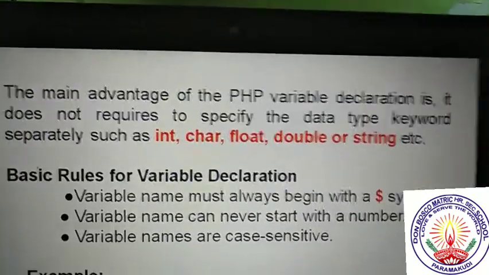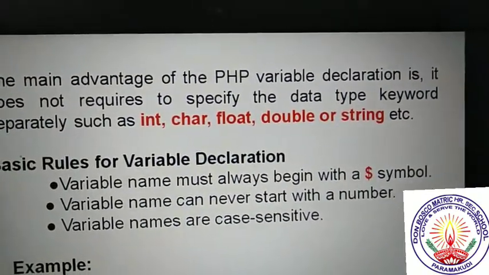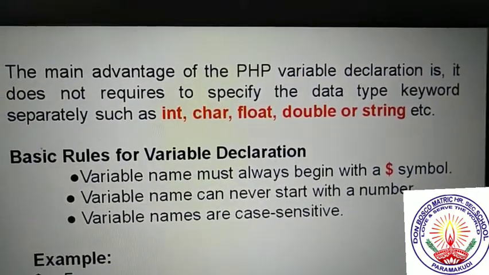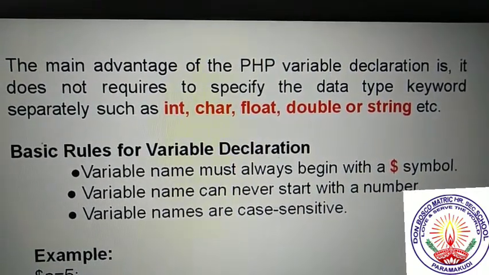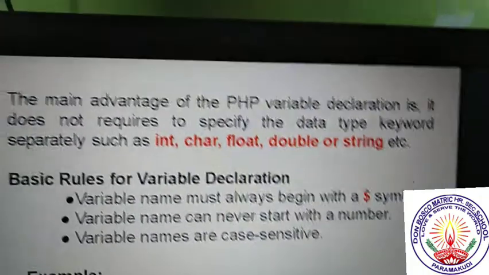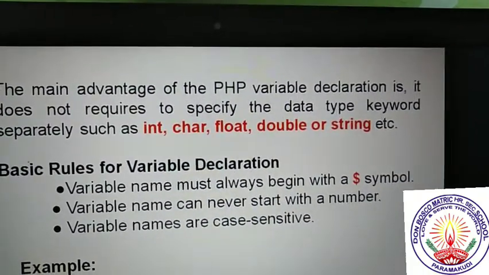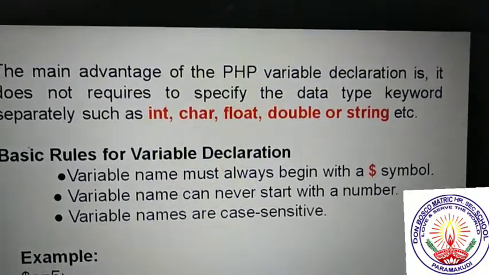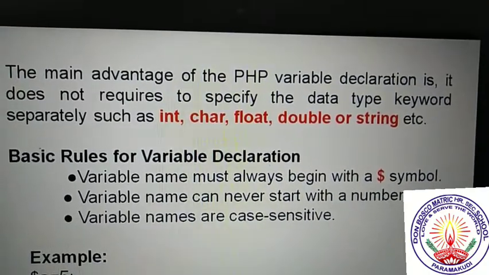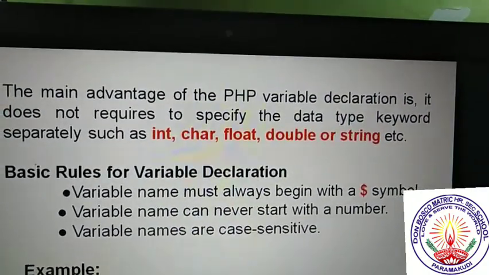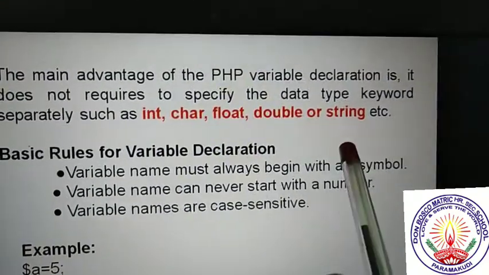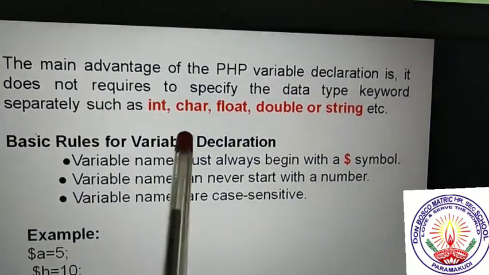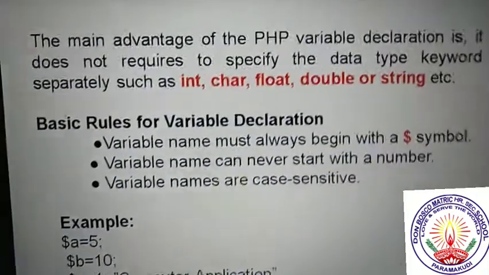So see, the main advantage of PHP variable declaration is that it does not require specifying the data type or keyword separately, such as integer, character, float, tuple or string, etc. If you declare a variable in a C or C++ program, we should indicate the data type in the variable declaration. But PHP does not require a specified data type. Okay, it does not specify the given variable with a particular data type. It's not needed in PHP variable declaration.